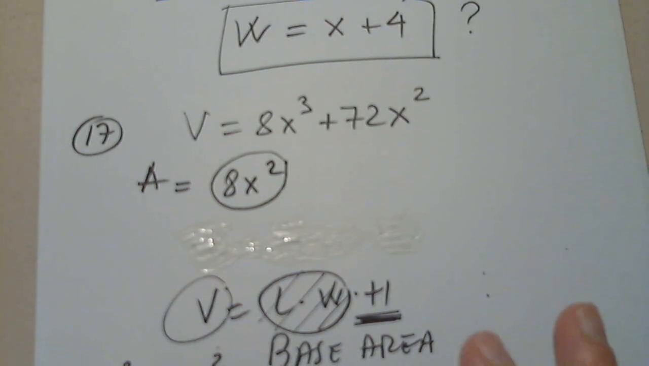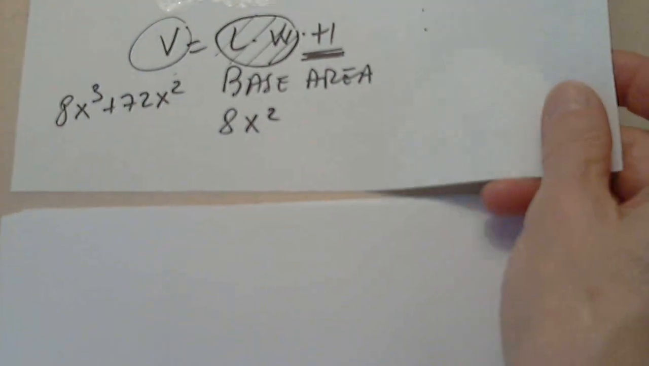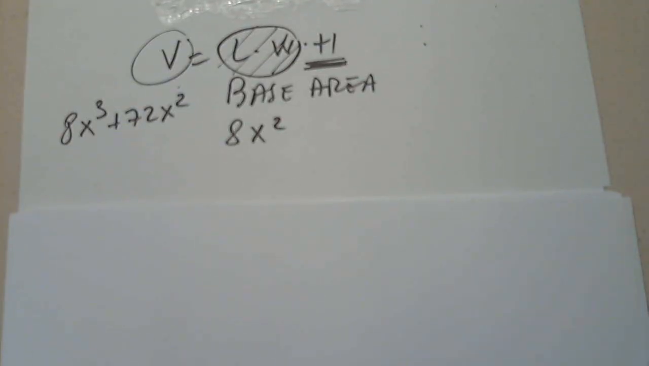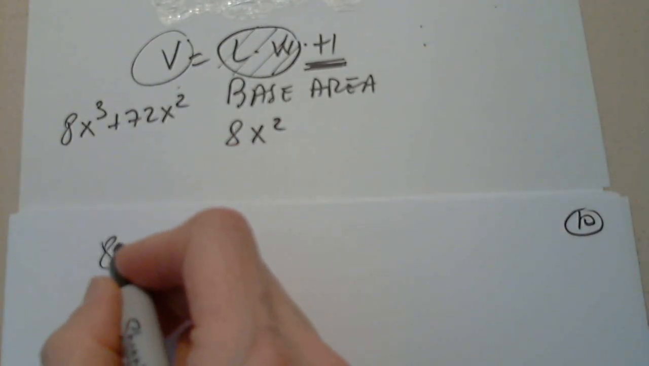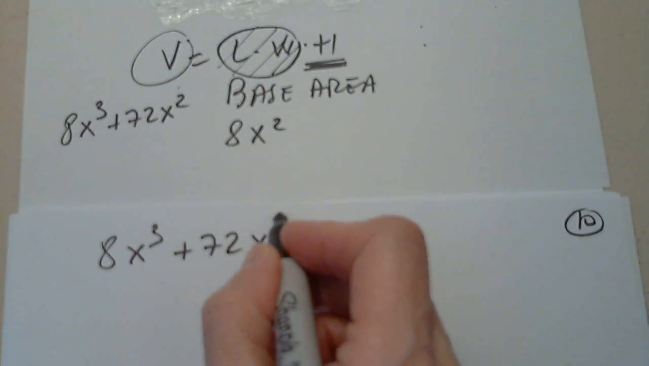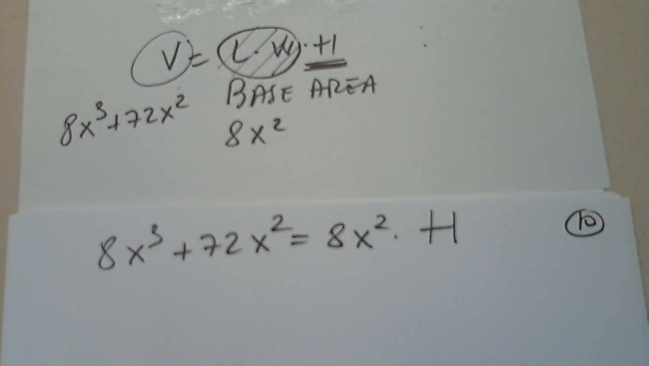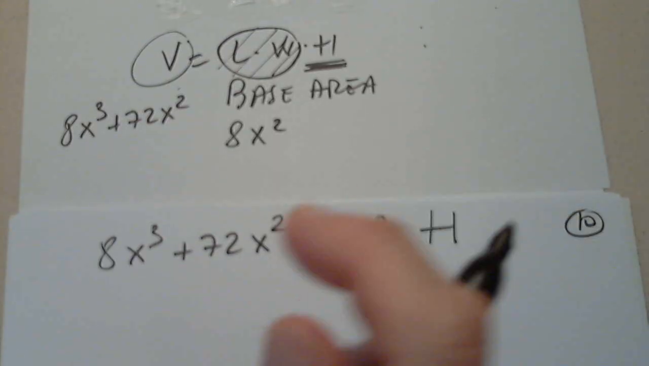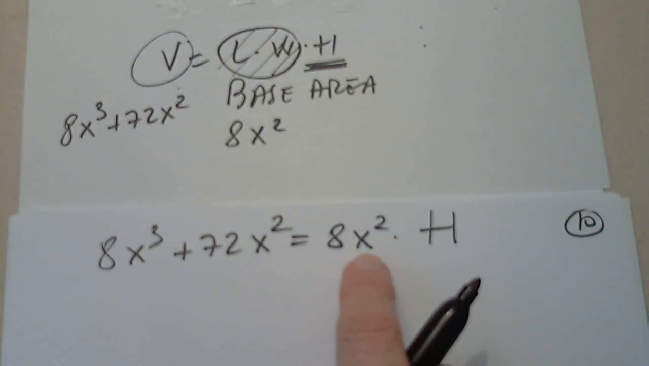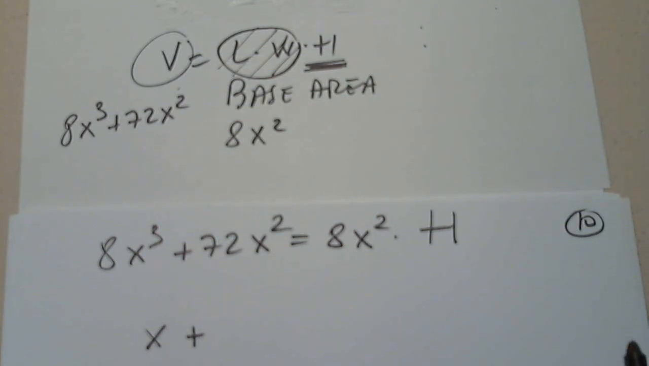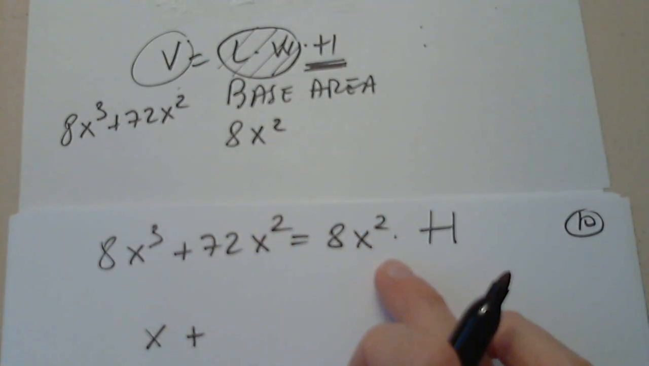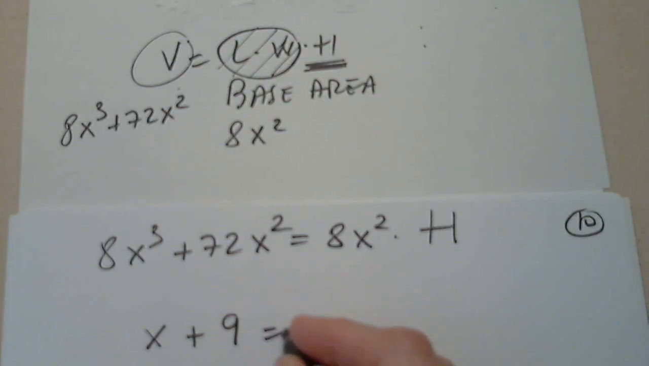So let's write the equation. Here's the equation: 8x cubed plus 72x squared equals 8x squared times the height. Like before, in the previous example, all we have to do is divide both sides by 8x squared. So 8x cubed divided by 8x squared is just x. 72x squared divided by 8x squared is just 9. And it's done.